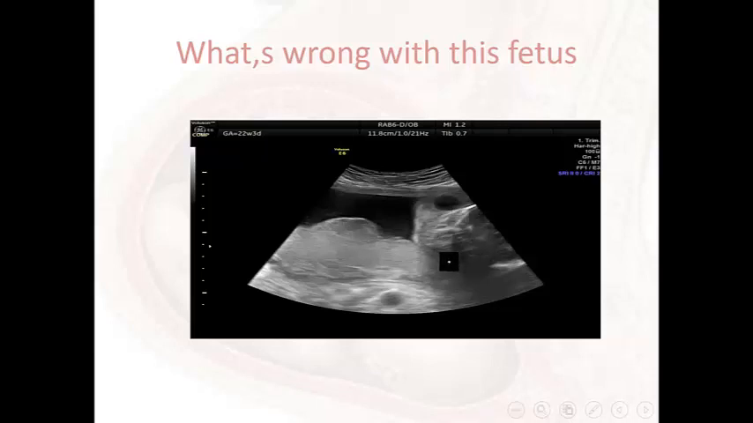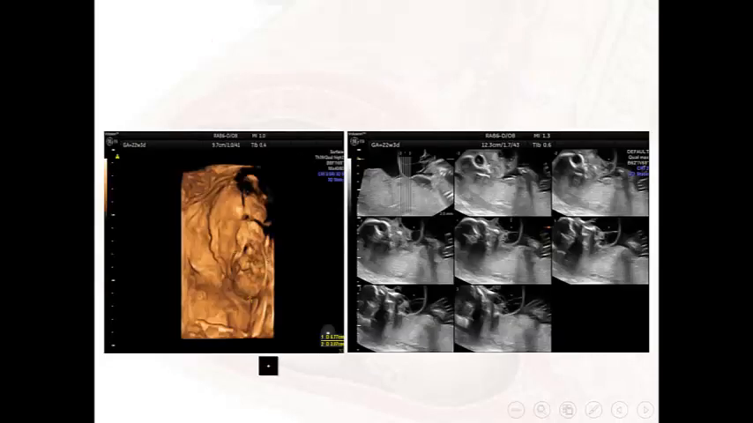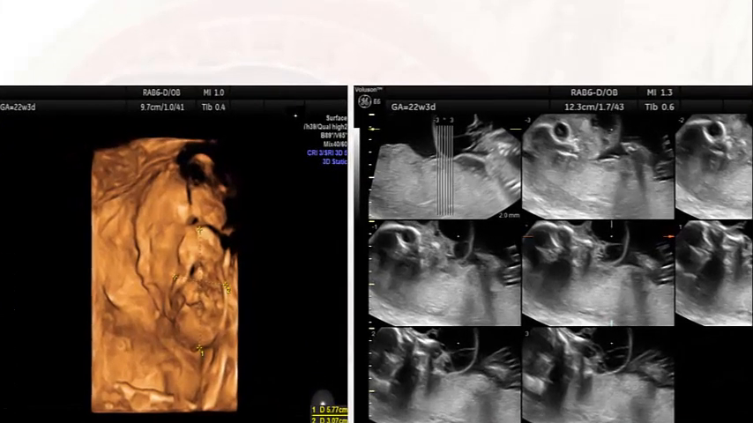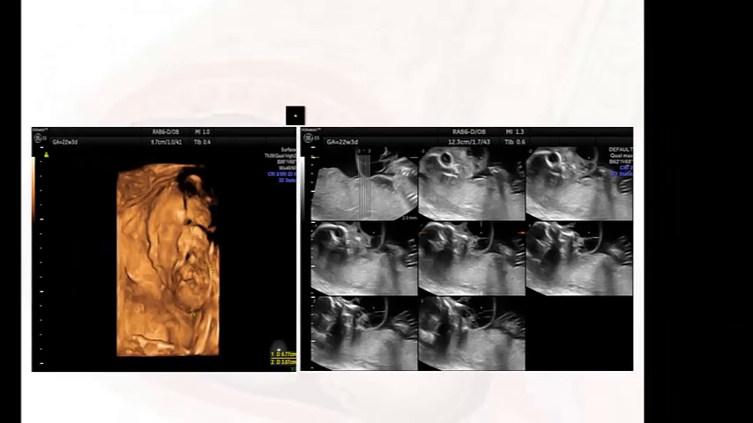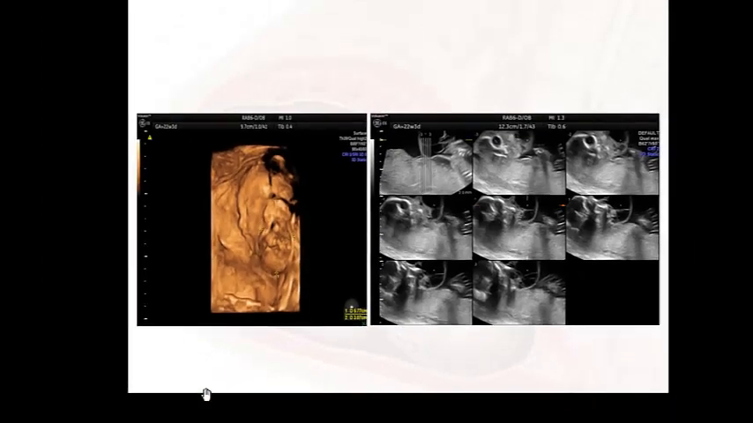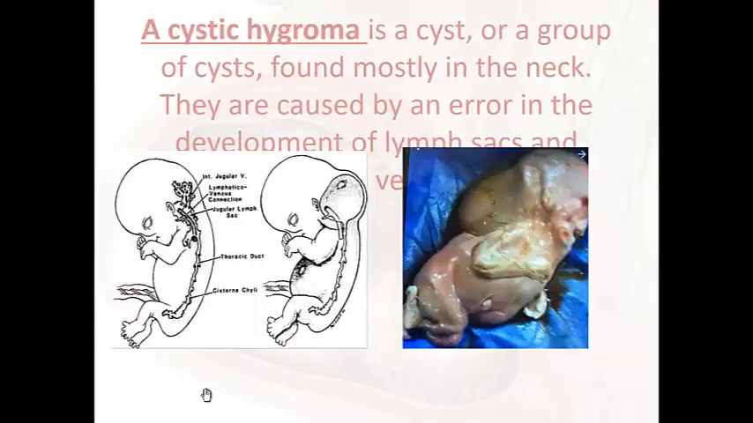Well, there is a cystic lesion related to the neck, but the video is not working. So this lesion is related to the neck of this nice baby, but unfortunately it is sometimes a grave condition. It is a mass or cystic lesion related to the neck. Also, of course, it may be a part of cystic hygroma, but in this case it was isolated to the neck of the fetus.